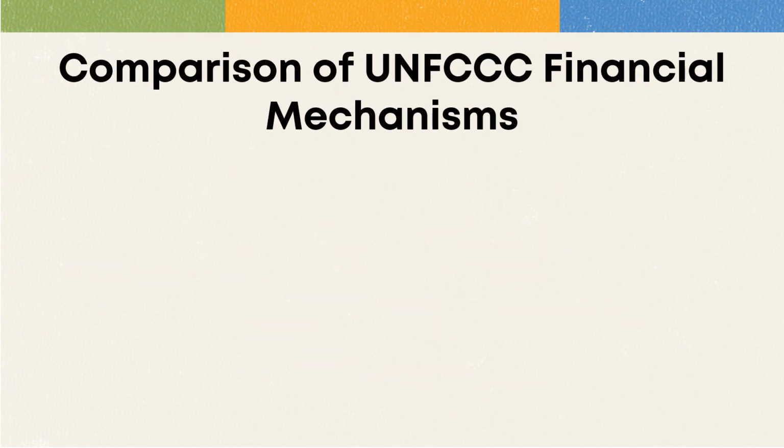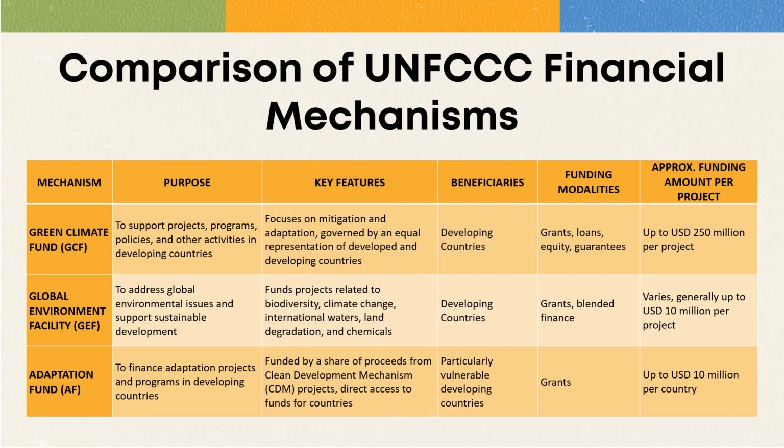Here is a table showing the differences between the various climate finance mechanisms under UNFCCC. GCF provides the most funding support to developing countries to tackle climate change mitigation and adaptation issues through grants, loans, equity, and guarantees. The Adaptation Fund is focused on supporting climate change adaptation activities in vulnerable developing countries through grants only. In contrast, the GEF focuses on biodiversity, climate change, water resource management, and land degradation themes through grants and blended finance.